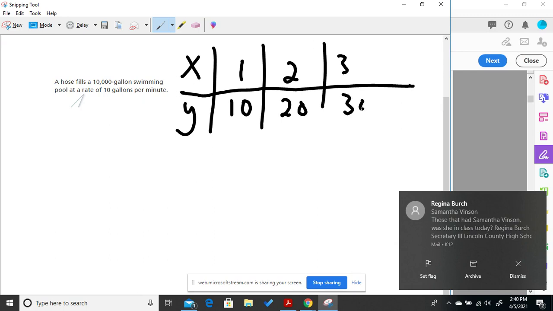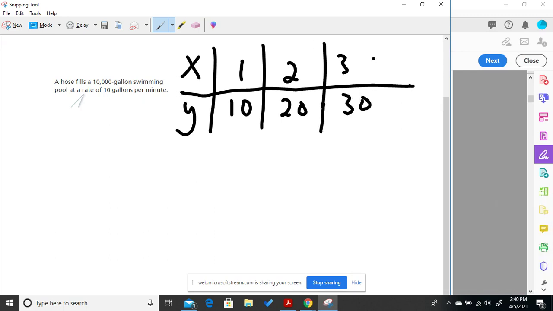3 would be 30. Now, one question you always want to ask yourself, can this work with fractions? Can I have 3.5 minutes? And that's true. Yes, you can. So if each half minute's worth 5, that would just be 35 gallons. Okay? So this is going to work regardless of if you're using fractions or not.